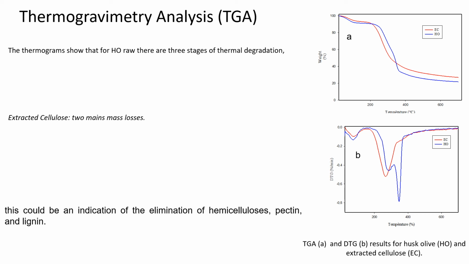As for the extracted cellulose, there are 2 main mass losses. The first at about 100 degrees C is characteristic of the loss of water, of the order of 5%. The second, from 100 to 700 degrees C, corresponds to the degradation process of cellulose, such as depolymerization, dehydration, and decomposition of glycosyl units. This could be an indication of the elimination of hemicellulose, pectin, and lignin.